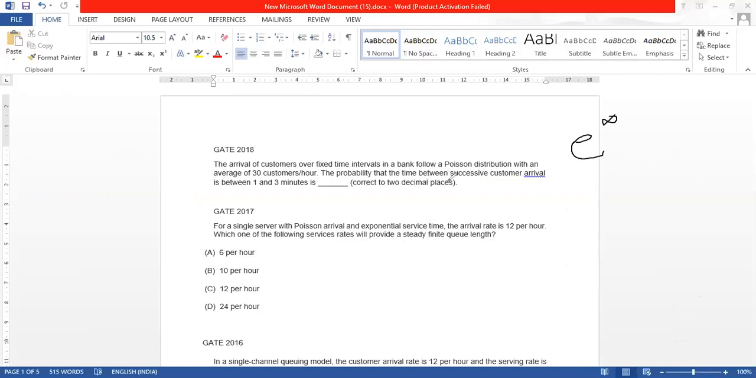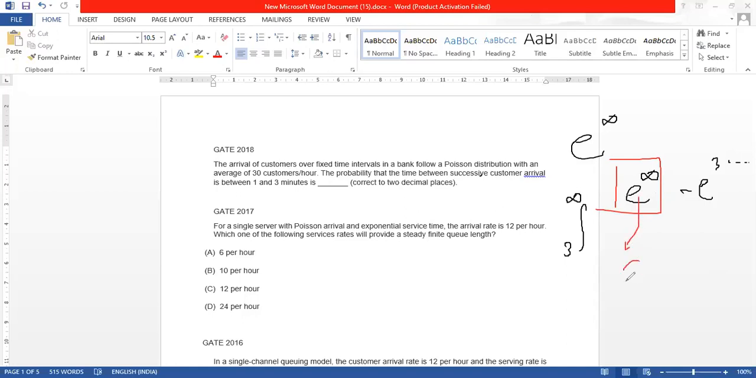Suppose he had asked what is the probability that the inter-arrival time is greater than 3 minutes, then we would have had to integrate from 3 to infinity. Then a limit comes, e raised power infinity minus, suppose, e raised power 3 something comes here. So do you know what e raised power infinity is equal to? e raised power infinity is equal to 0.